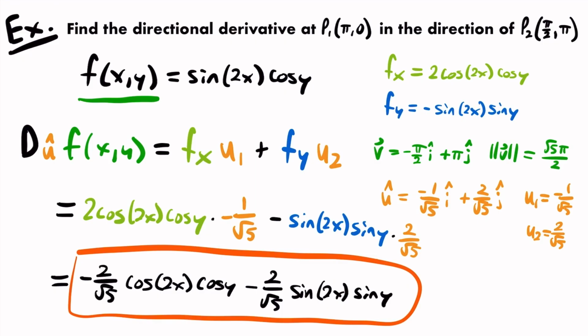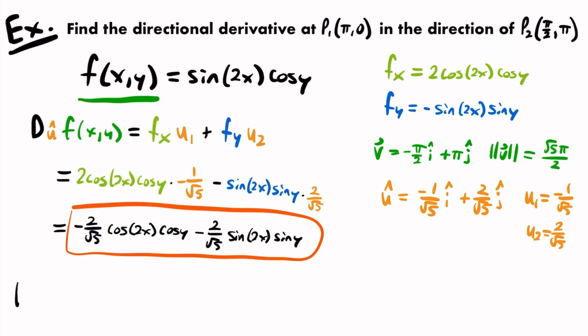Notice that you could pull out a common factor of -2 divided by the square root of 5 from both of these two terms, but I'm not going to do that here, just for the sake of time, and it really won't matter when we go to find the specific slope at this point, because as you'll see, one of these terms will just be 0. And so let me show you that now.